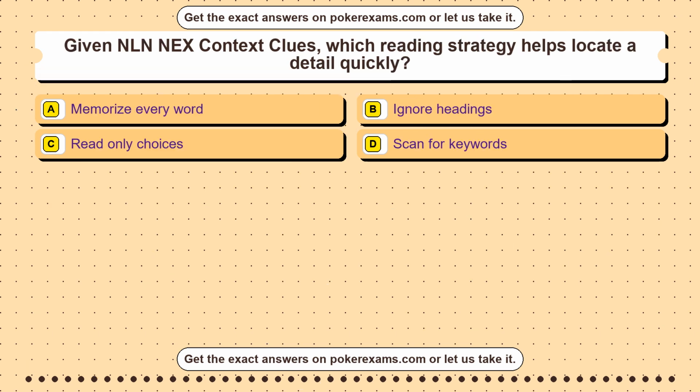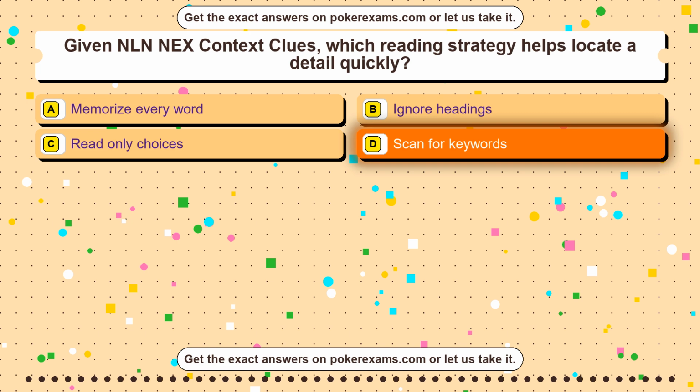Question 18. Given NLN NEX Context Clues, which reading strategy helps locate a detail quickly? Option A memorize every word. Option B ignore headings. Option C read only choices. Option D scan for keywords. The correct answer is option D.